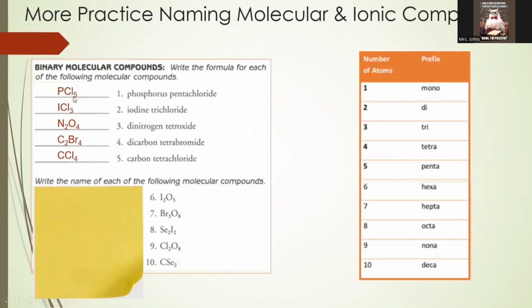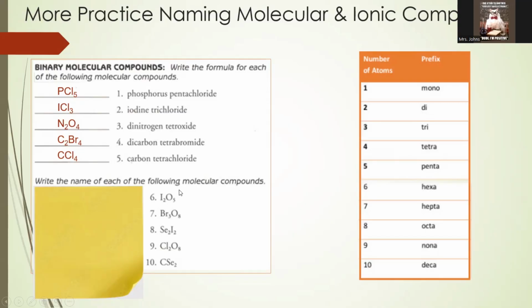So PCl5, iodine trichloride, I with 3 chlorines, dinitrogen, we have N2, and then O for oxygen, 4 for tetra, so N2O4. Then dicarbon tetrabromide, 2 carbons and 4 bromines. And then carbon tetrachloride, carbon with 4 chlorines.